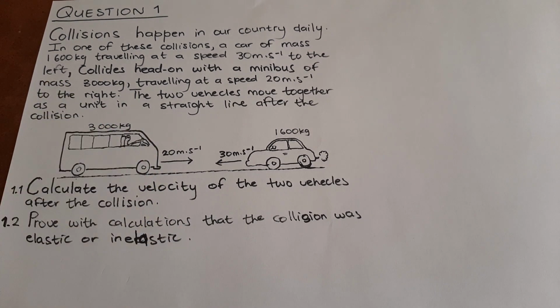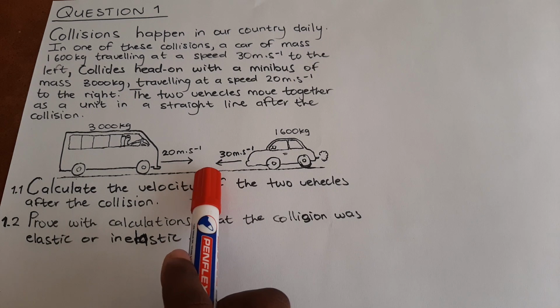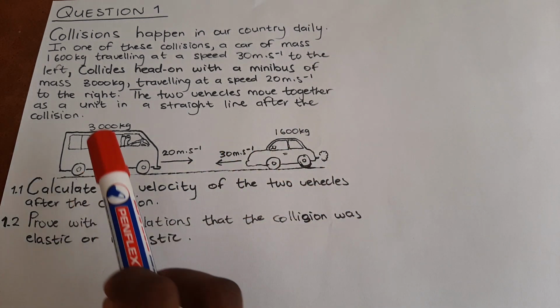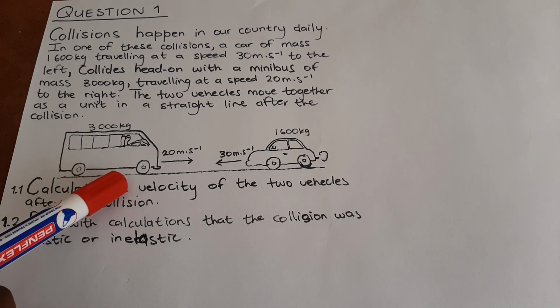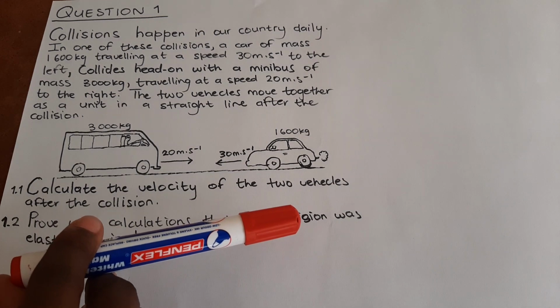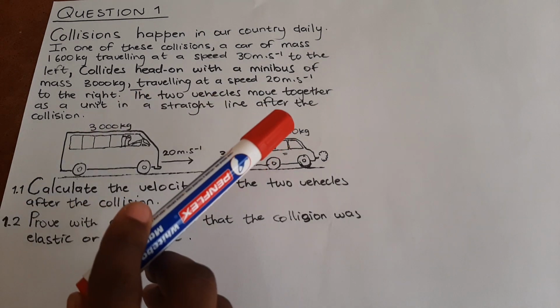So it says question 1. Collisions happen in our country daily. You know, collisions like car accidents, which you experience daily in the news. In one of these collisions, a car of mass 1600 kg traveling at a speed of 30 meters per second to the left collides head on with a minibus of mass 3000 kg traveling at the speed of 20 meters per second to the right. So this car is colliding with this minibus.